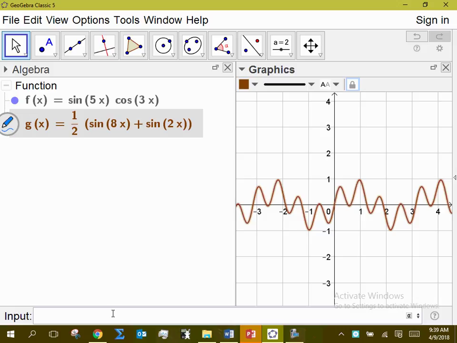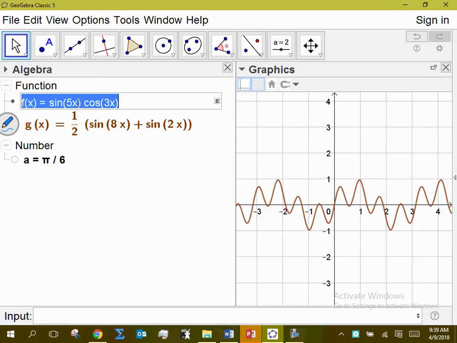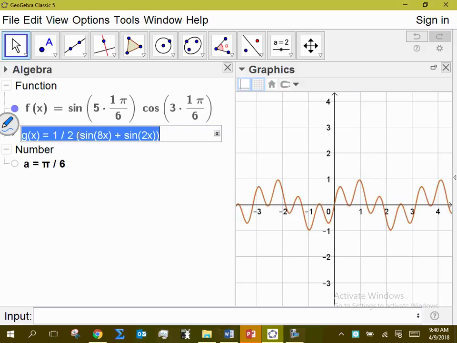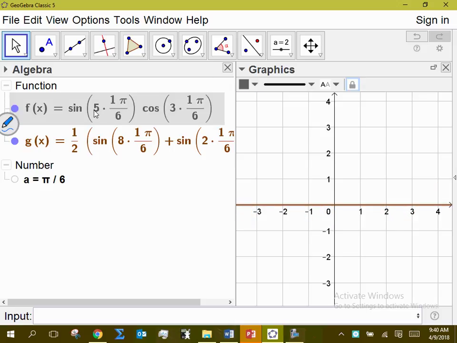Another way of doing it is just choose a value for x. Let's say, instead of x, let's go a equals like pi over 6. Type that number in. Now, instead of using x's, let's use a's here. So a, evaluate. I'll have to cut that out here in a minute and paste it again and see what happens. But a, and then put a there. I'll cut that out. So let's see here.